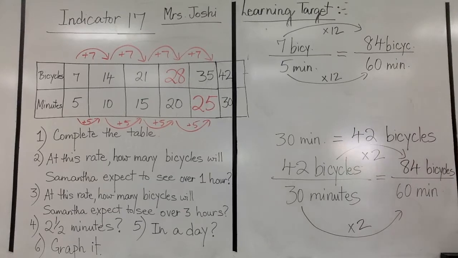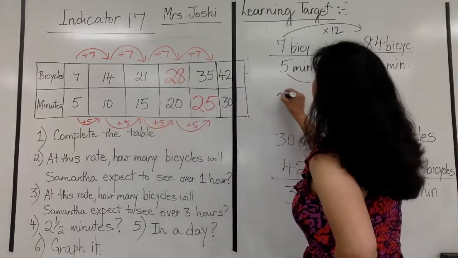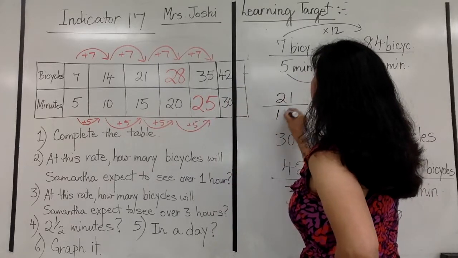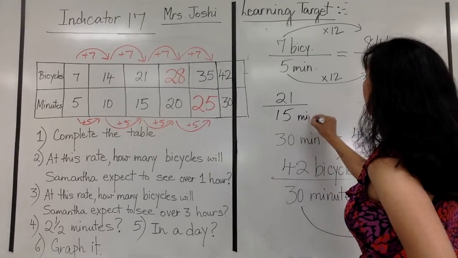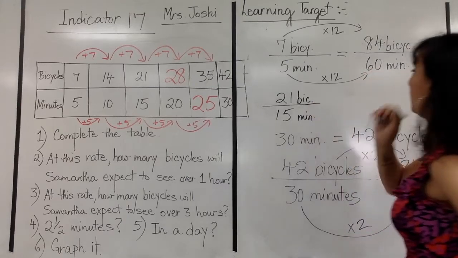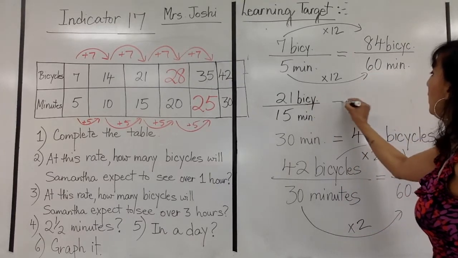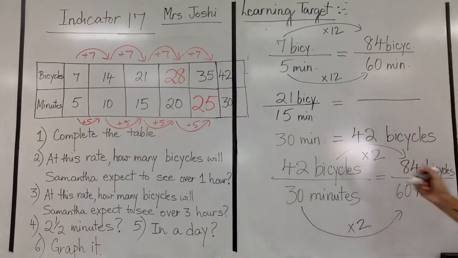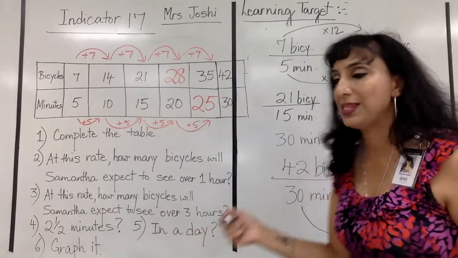It doesn't matter how you do it. You can still get the same answer. We can also take 15 and do 21 over 15, because this is your minutes and this is your bicycles. Then you can say this is equal to, and we know that 15 is a quarter, so 15 times 4 is going to give me 60.